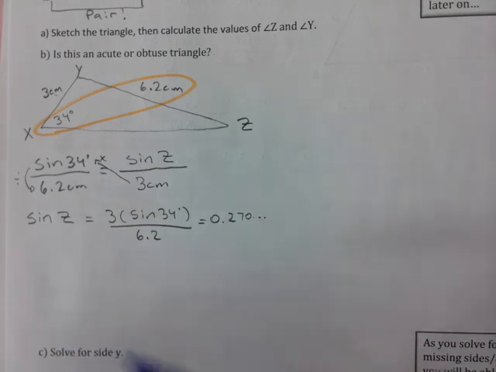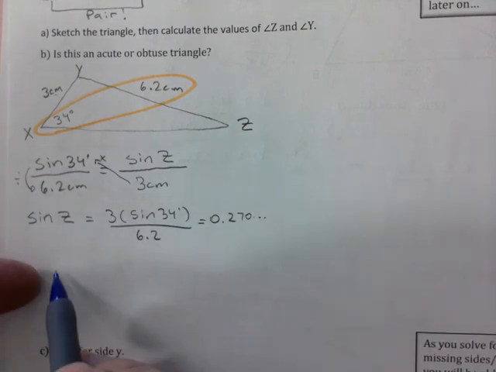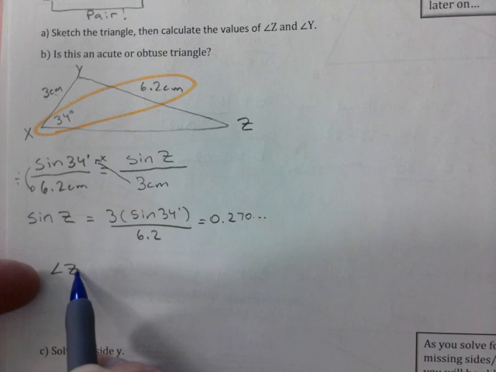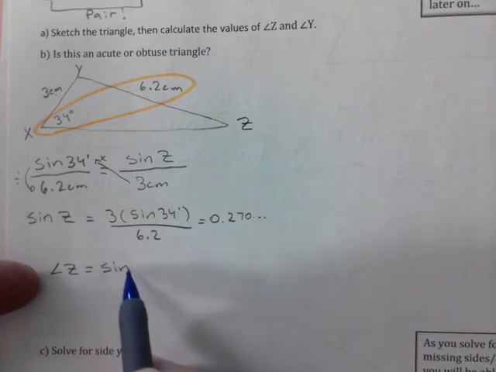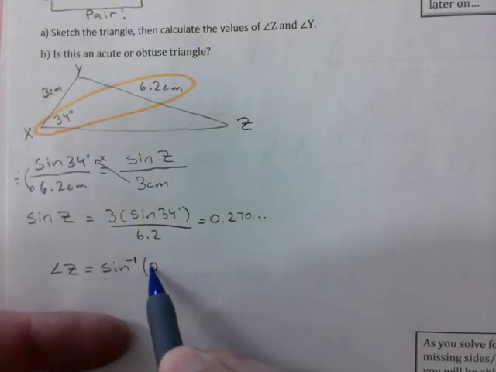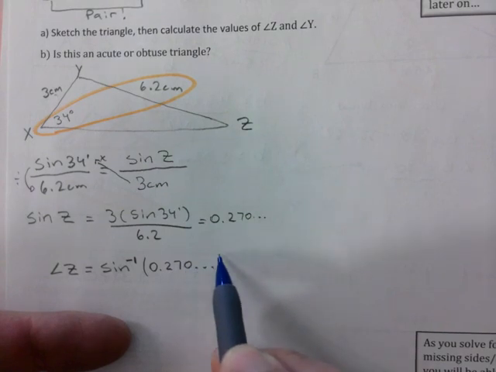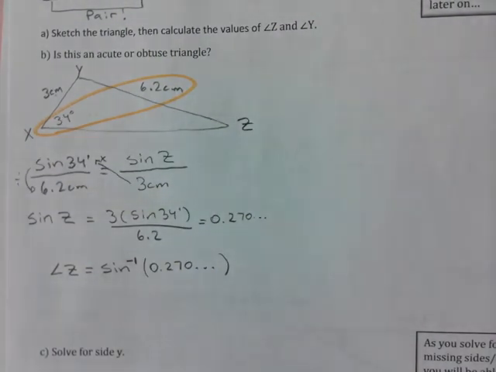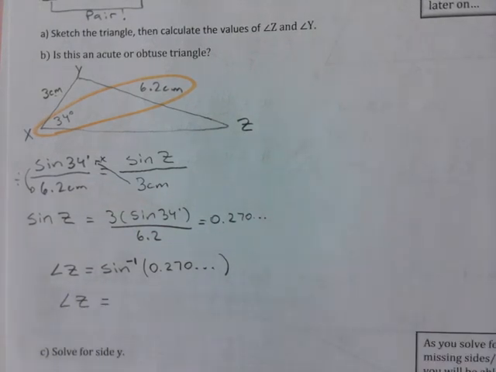Okay, so what's going to come next? Watch this. This is the critical step here. Now we're going to say angle Z is going to be found by taking the inverse sine of that. So you go 0.270 dot, dot, dot. That tells me that you're using all decimals, okay? And now we're ready to state our final answer.